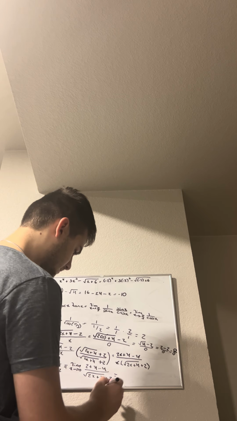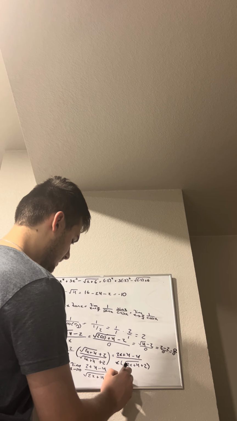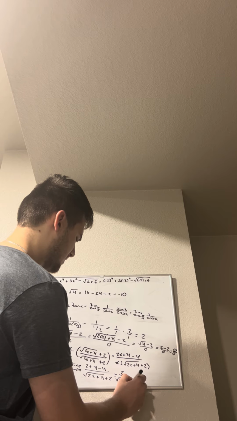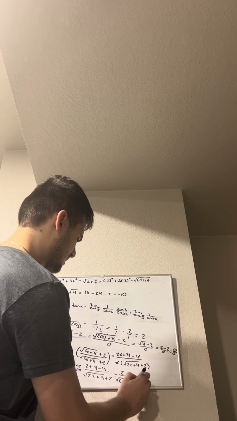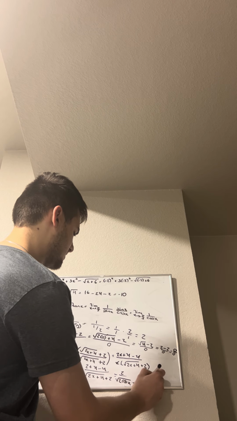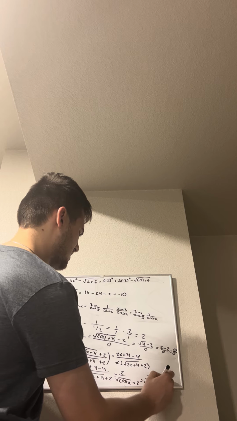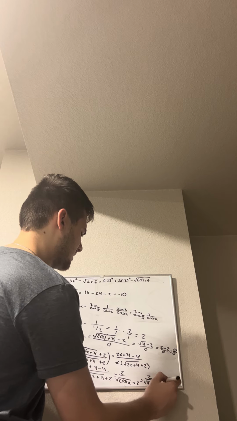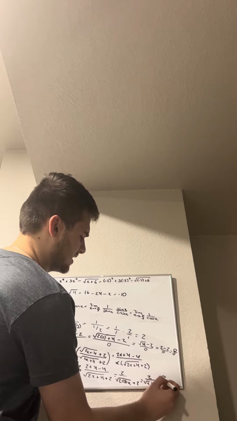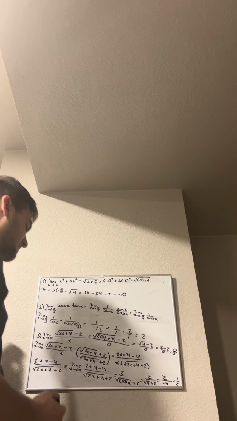In this case, you have 2 over root 2 times 0 plus 4 plus 2, and then you have 2 over root 4 plus 2, which gives you 2 over 2 plus 2, which is 2 over 4. Simplifying that even further, you just get 1/2 in this case.